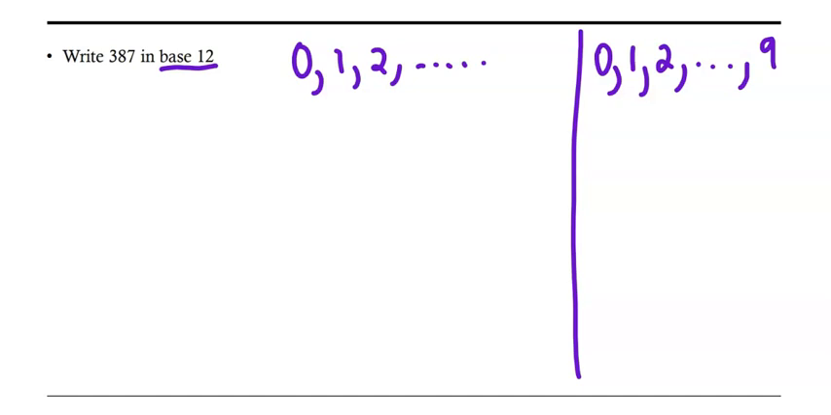But what in the world are we going to do for 10 and 11 since we don't have single digits? Well, that's where we're going to use A and B. So the A is really representing a 10 and the B is really representing 11.